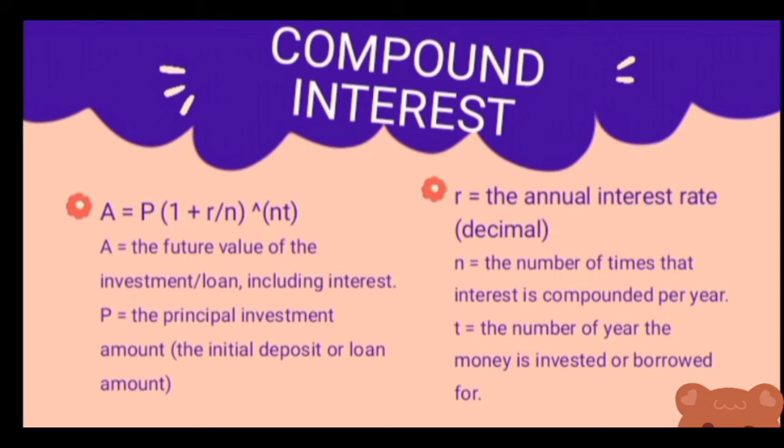Now A is the future value of the investment or loan including interest. P is the principal investment amount, the initial deposit or loan amount. R equals the annual interest rate, in decimal. N equals the number of times that interest is compounded per year. T, the number of years the money is invested or borrowed for.